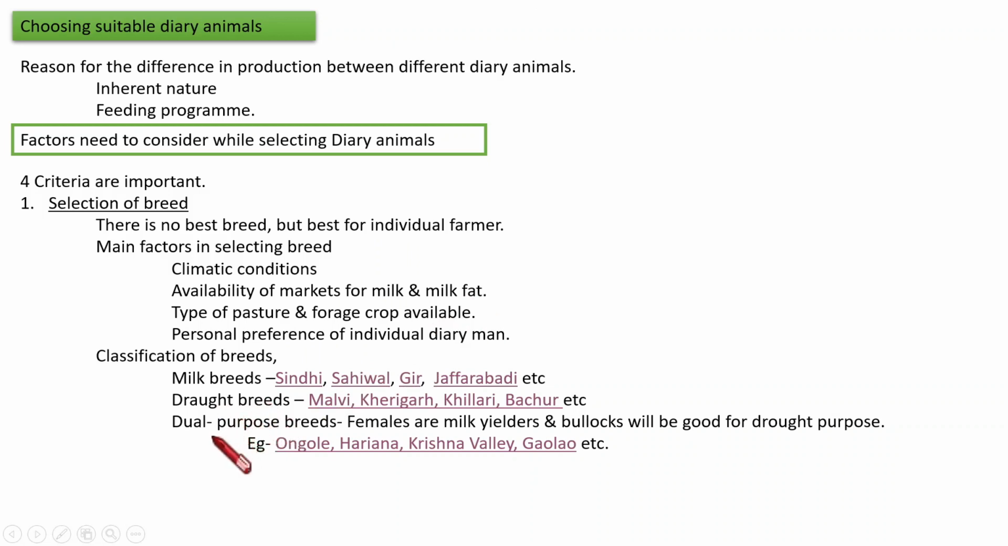At the same time, there exist some dual purpose breeds. Dual means in these breeds we can depend on them for milking as well as for draught purpose. Females are good milk yielders, while bullocks will be good for draught purpose. So that is dual. I think this type is the ideal, beneficial one. Examples are Ongole, Hariana, Krishna Valley, Gaolao.